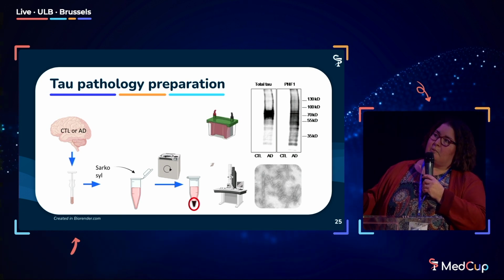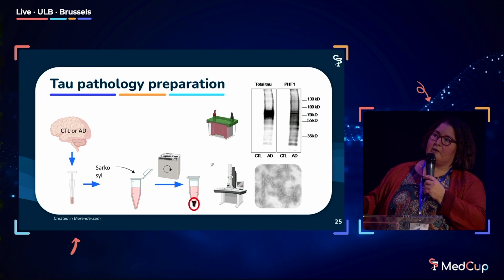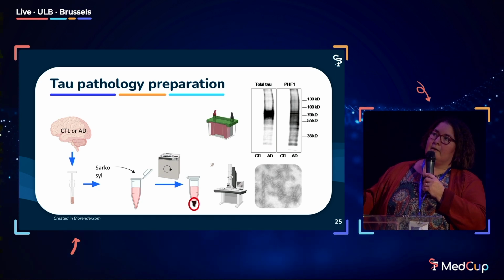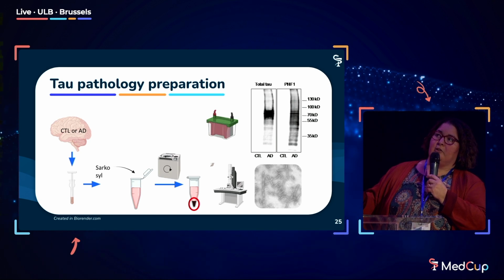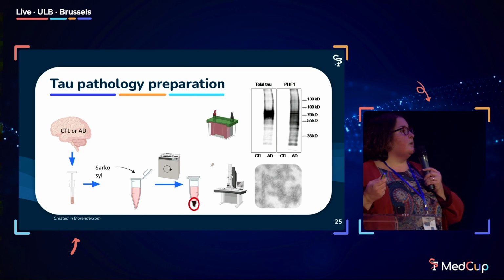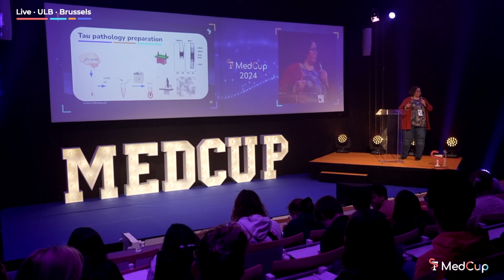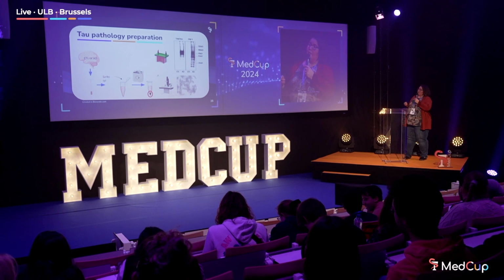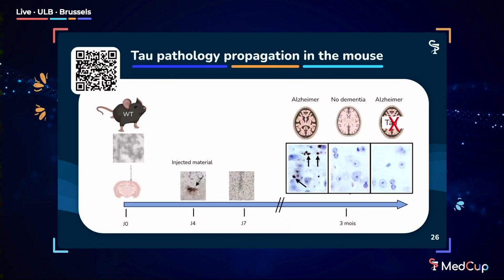When we check the expression, we see that we express tau. This sarcosyl fraction contains tau that is highly phosphorylated. And when we look at the non-dementia cases, there is nothing. It's a proof that we are able to isolate only the pathological tau and not the physiological tau. Okay, next slide. Thus we take this fraction containing pathological tau, we inject it in the brain.